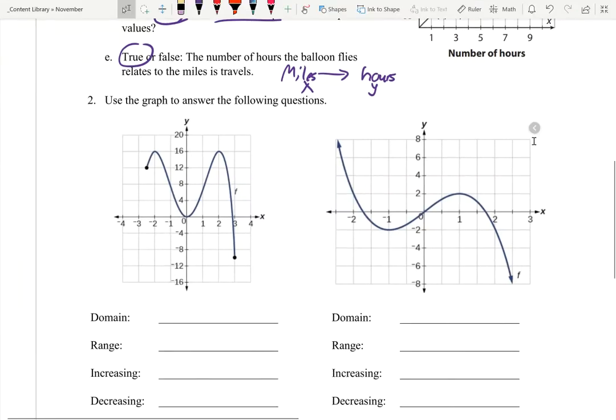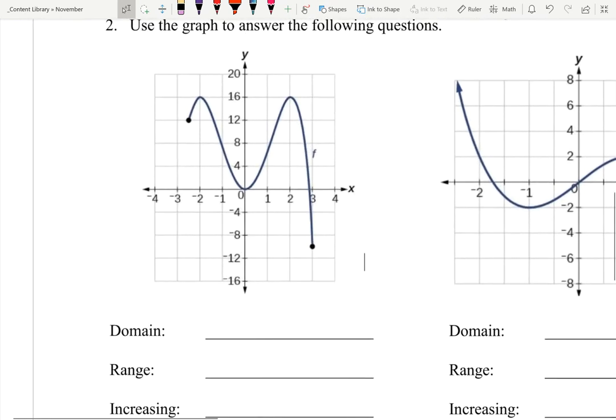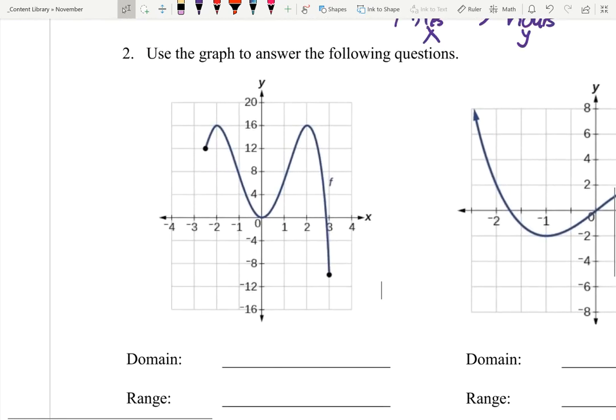Picking up right where we left off. Sorry about that. Number 2. So we talked about domain, and domain is as far left as the graph goes.